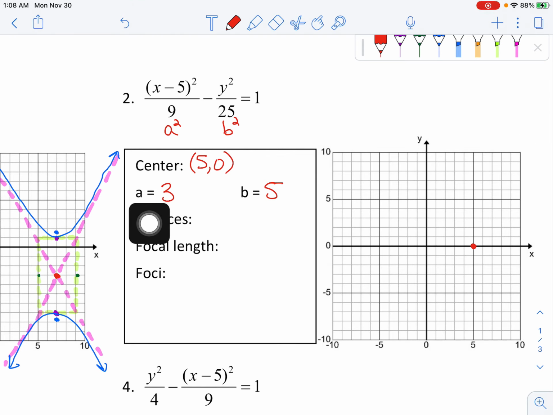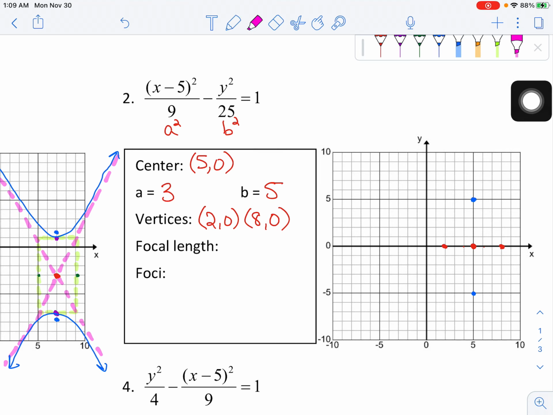All right. So because x comes first, I'm going to go ahead and count the transverse axis along the horizontal. So from the center, I'm going to count 1, 2, 3 to the right, 1, 2, 3 to the left. And those 2 points that I just marked are my vertices. So I'm going to go ahead and actually mark those and tell myself what they are. So 2, 0 and 8, 0. And then I'm going to use 1, 2, 3, 4, 5. Okay, so there's my conjugate axis. All right, the endpoints of the conjugate axis.